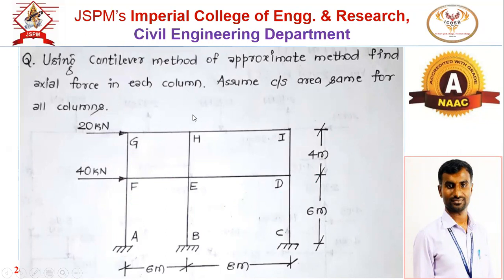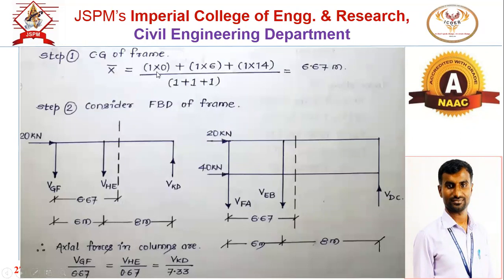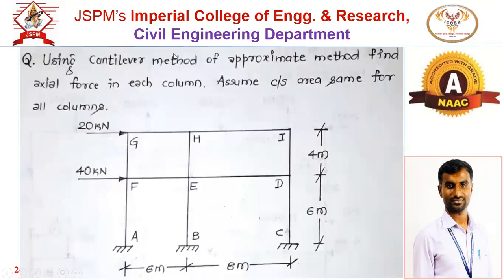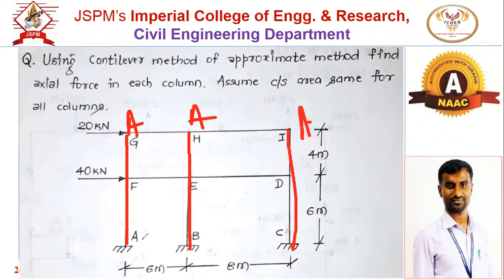Now step number 1 is to find out the centroidal distance, or we can say X bar. So what is X bar? We have to find it here. This is the first column, this is the second, considering the total frame, and this is the third one. I will consider the area as A, A, A. The centroidal distances are, I think, 6 meter and 8 meter.